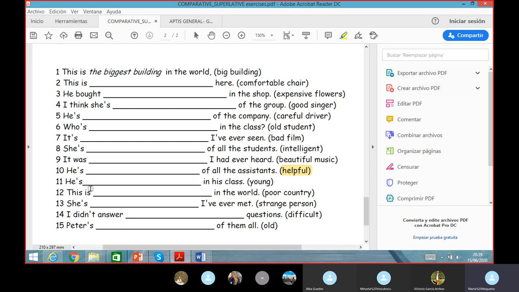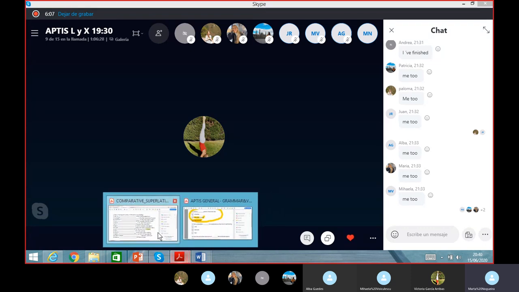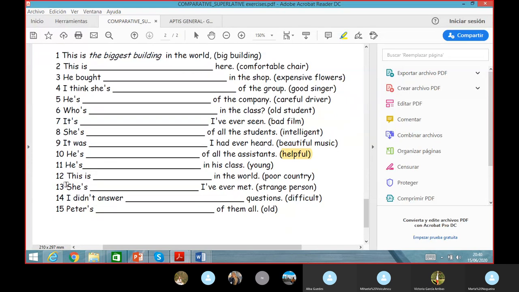11, he's the youngest in his class, he's the youngest. 12. This is the poorest country in the world. The poorest country. 13. She's the strangest person I've ever met. Es la persona más extraña que jamás he visto. Con el ever, ¿vale? 14. I didn't answer the most difficult questions. I didn't answer the most difficult questions.